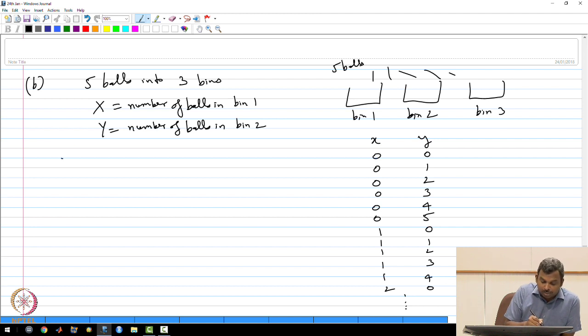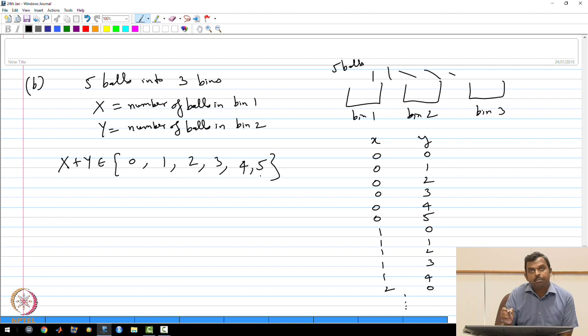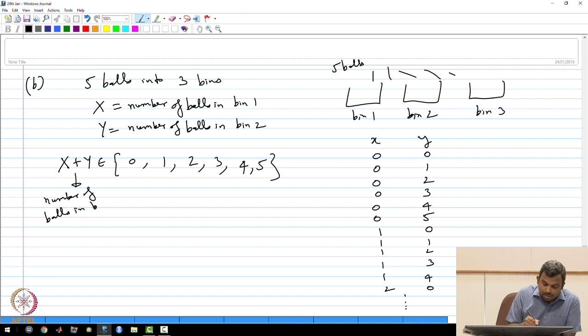So supposing I say x plus y. Clearly, if you think about it, x plus y takes values 0, 1, 2, 3, 4, 5. All of the possibilities are there. Now, if you want to assign probabilities here, you can do the PMF and try looking at the cases of x and y and adding, but that will not be very efficient. Let's look at the experiment a little bit more closely. What is x plus y? What does x plus y represent? It is the number of balls in bin 1 and bin 2 together.